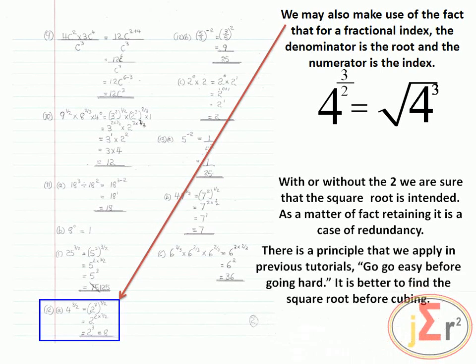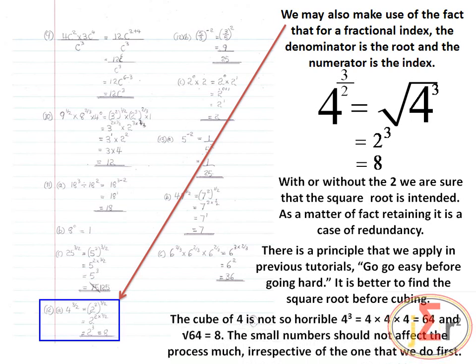There is a principle that we applied in previous tutorials. Go easy before going hard. It is better to find the square root before cubing. So we will find the square root of 4, which is 2. Then we cube 2. 2 to the power of 3 is equal to 8. And that is all there is to it.